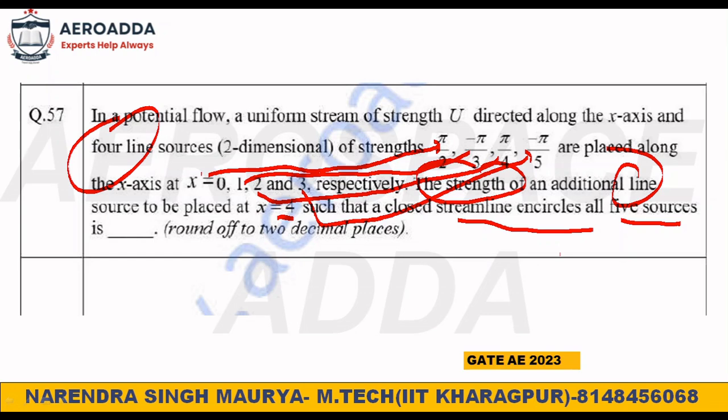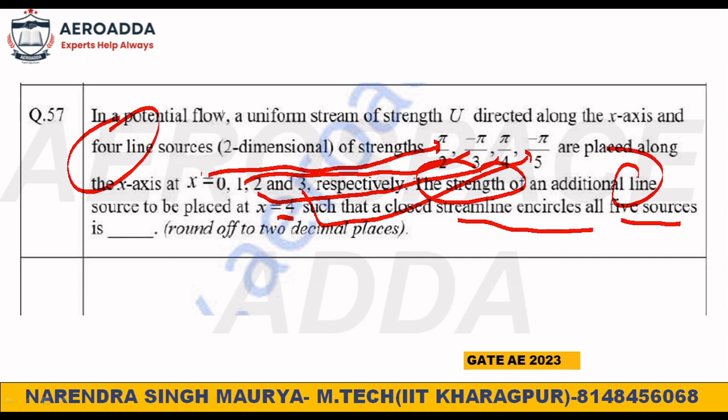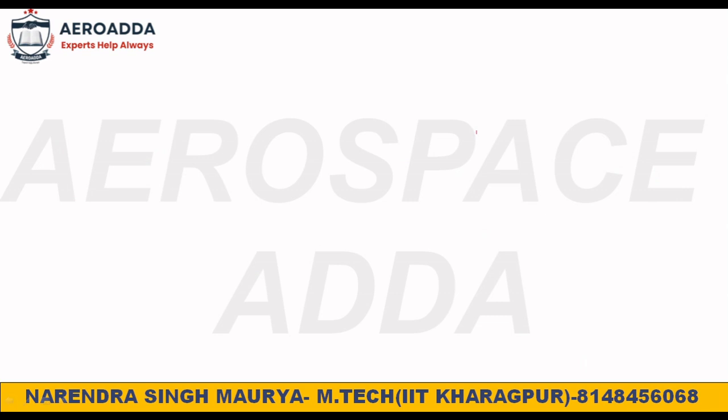So you think about the diagram, it's very easy only. See, one, okay, I'll tell from here only. Uniform plus source, what is the combination? Tell me, what is the combination?